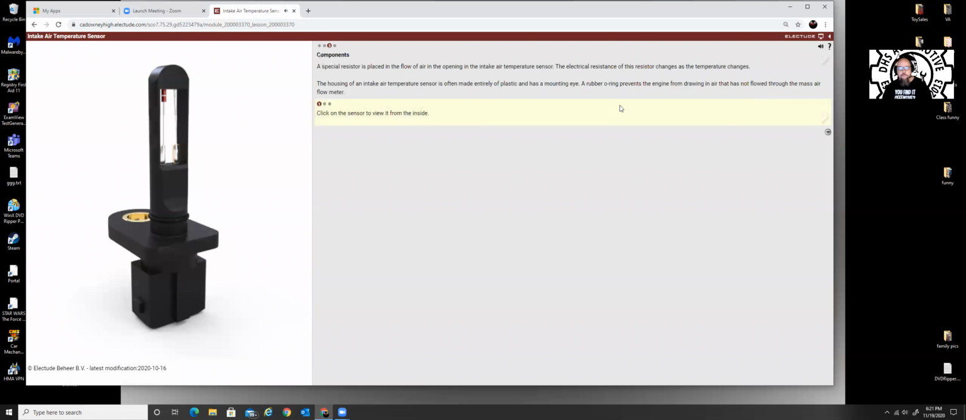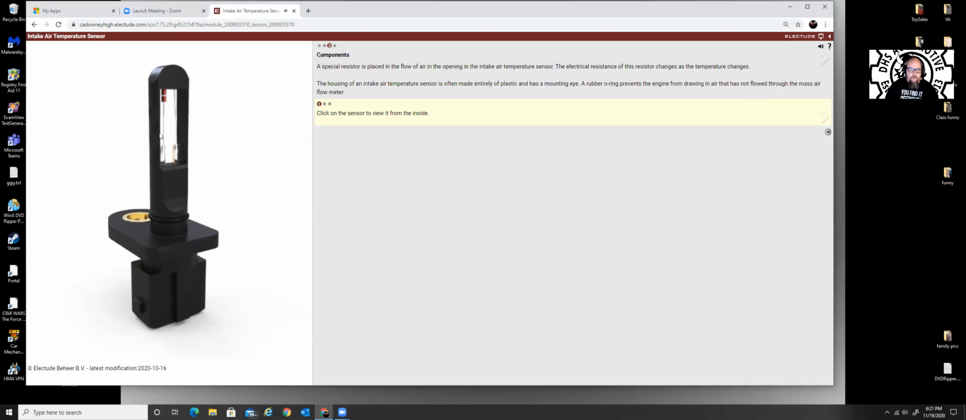Special resistor is placed in the flow of the air in the opening of the intake sensor. The electrical resistance of this resistor changes as temperature changes. The housing of the air intake air temperature sensor is often made of plastic and has a mounting eye, meaning where a bolt will go through to hold it in, okay? A rubber O-ring prevents the engine from drawing in air that hasn't flowed through the sensor. So you have an O-ring right here to seal it up from the outside environment.